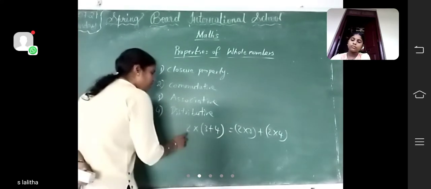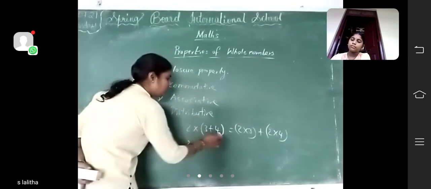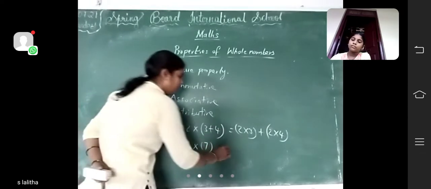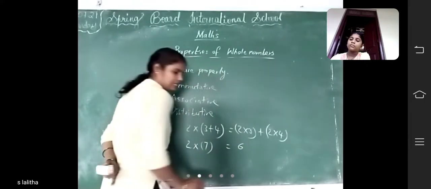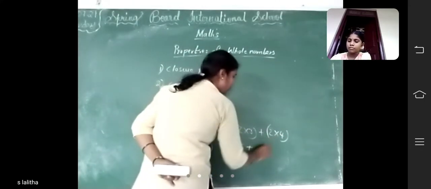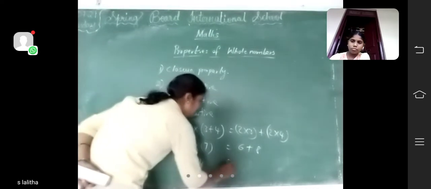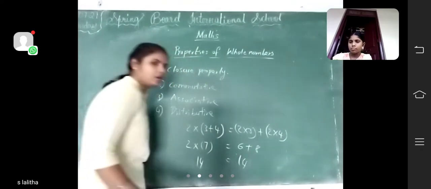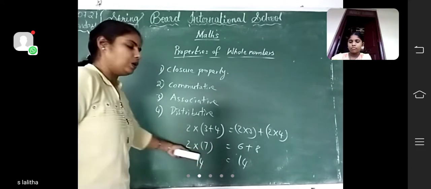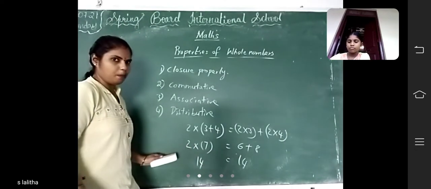Okay. Now do this one. 2 into 3 plus 4, how much? 7. 2 into 7, 14. Equal to 2 into 3, how much? 6. Plus 2 into 4, how much? 8. 6 plus 8, how much? 14. Both are equal. Okay, children, this is the distributive property.